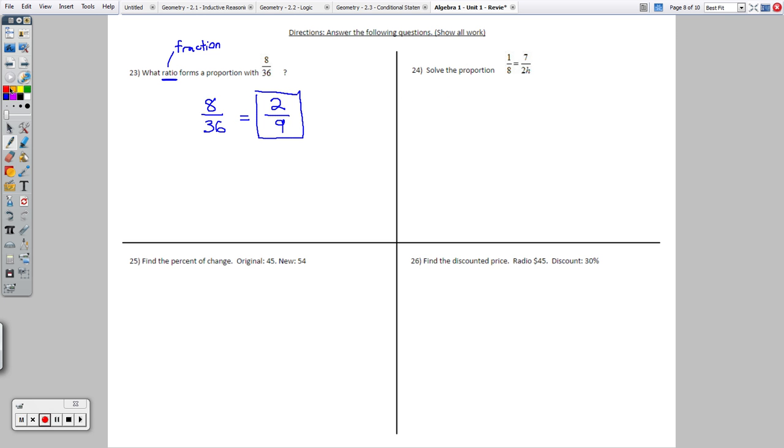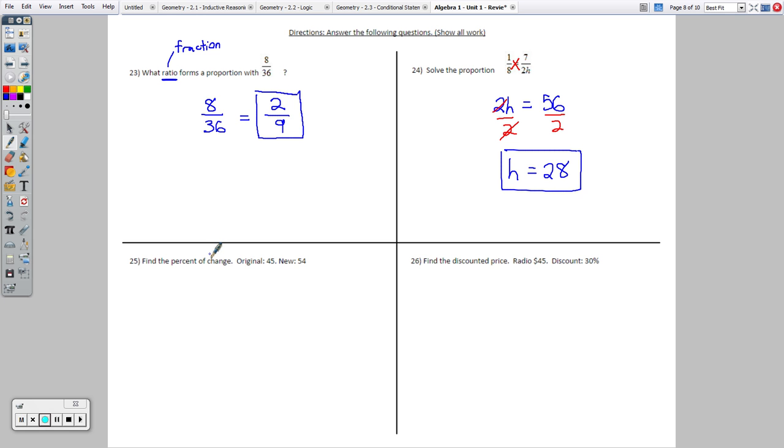So on this one, let's cross multiply. So we had 1/8 equals 7 over 2h. Cross multiplication leaves you with 2h times 1 on one side, that's 2h. 8 times 7 on the other side is 56. You can divide both sides by 2. The 2's will cancel, and you're left with h equals 28.